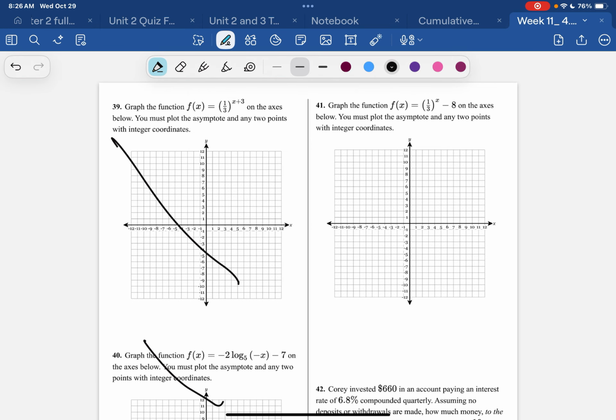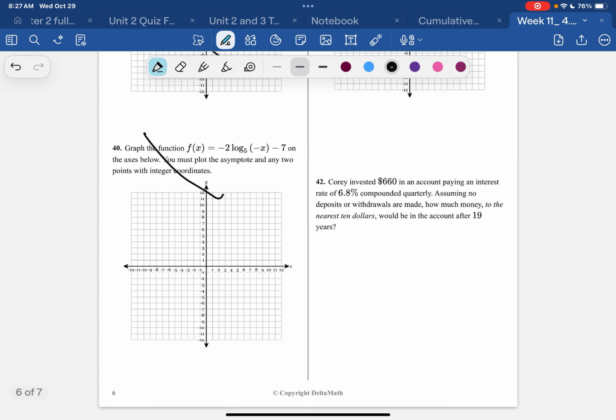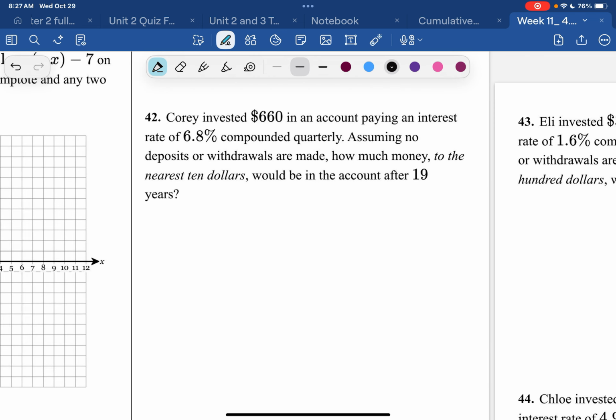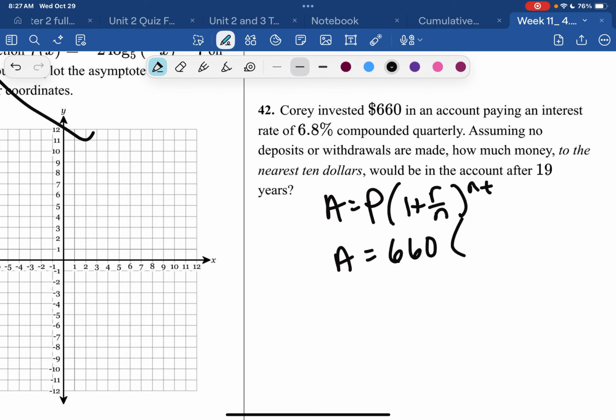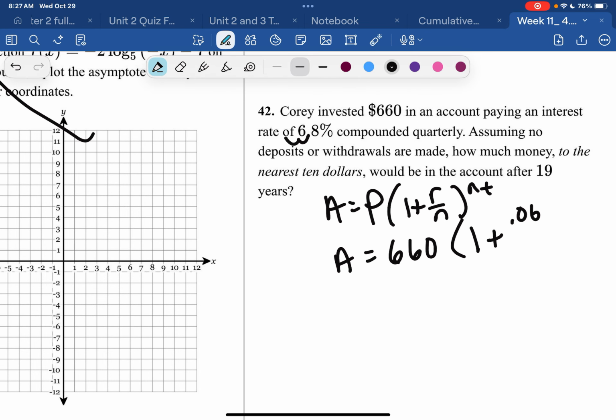Probably those two. No, I don't think we're going to do the graphs. Okay, compounded quarterly. This is where you're going to do A equals P times 1 plus R over N to the NT. So A equals 660 times 1 plus, I move my decimal 2 places, so that's 0.068 over quarterly N, 4, to the 4 times 19, and you just type all that in your calculator. Pay attention to the rounding. That does say the nearest $10.